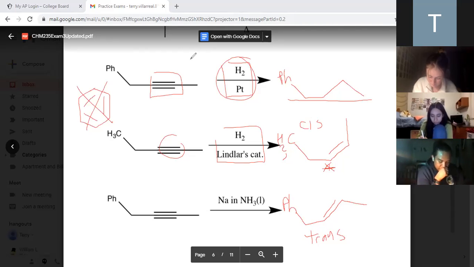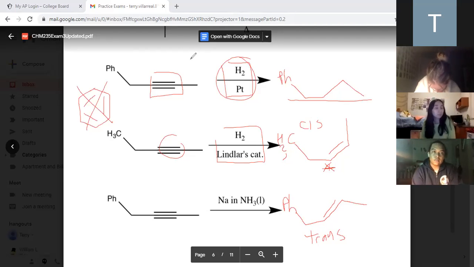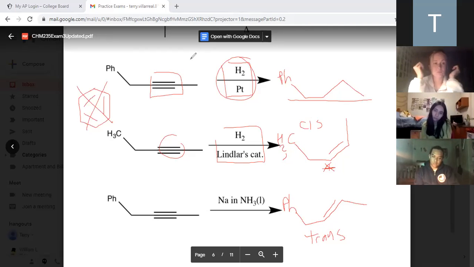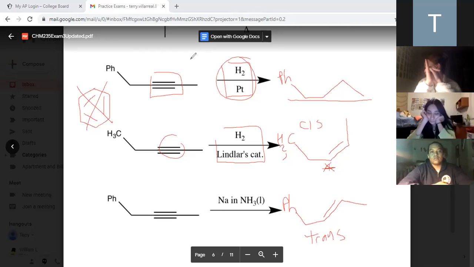So H2 and platinum: all alkynes and alkenes that are not part of conjugated rings become single bonds. H2 with Lindlar's catalyst: only alkynes become cis alkenes. Sodium and ammonia: become trans alkenes. So basically, if you have a poisoned catalyst, you get a cis, but if you have another kind of catalyst, then you will get a trans. Okay. So these are the three that they always teach, so these are the ones you need to remember.